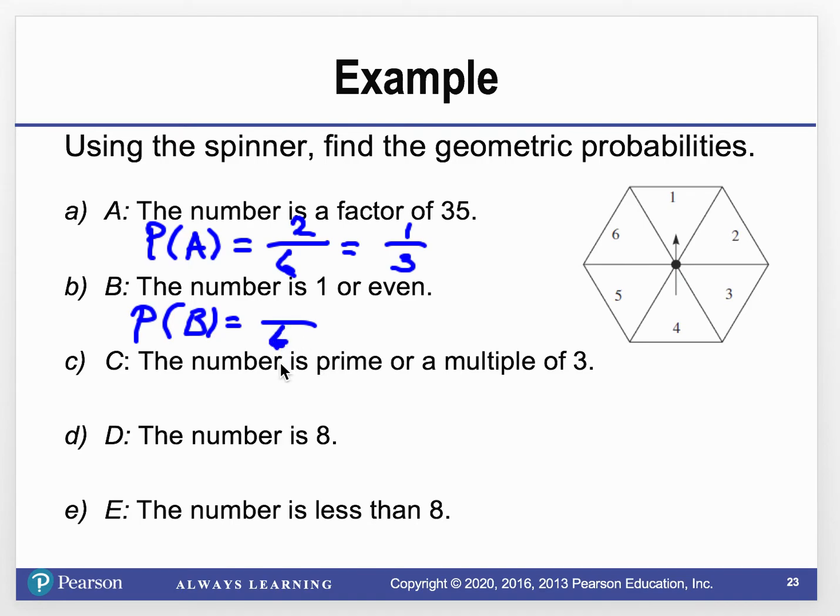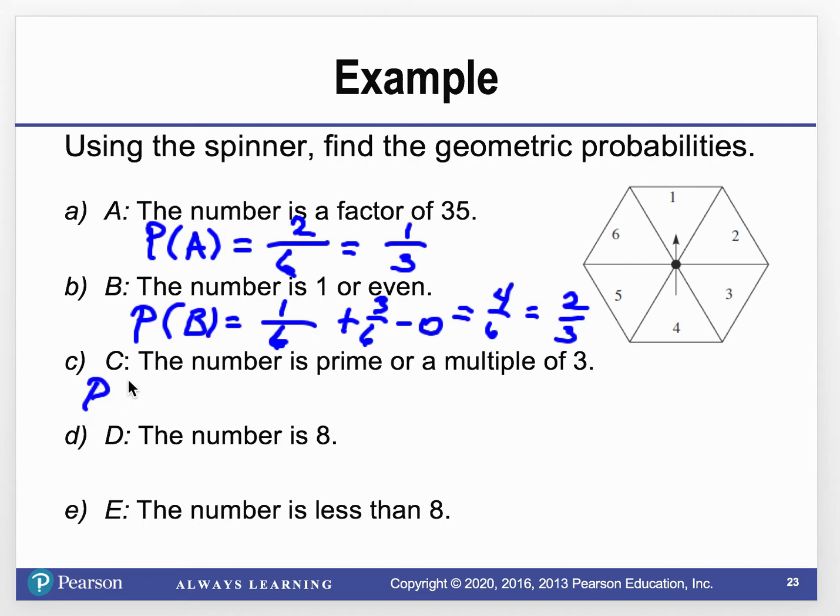The number is 1 or even. I'm going to do the probability that it's 1. There's only one number that's 1, plus the probability it's even. 1, 2, 3 of them are even, minus the probability that it's 1 and also even, which is none of them, right? So 4 out of 6, or 2/3.